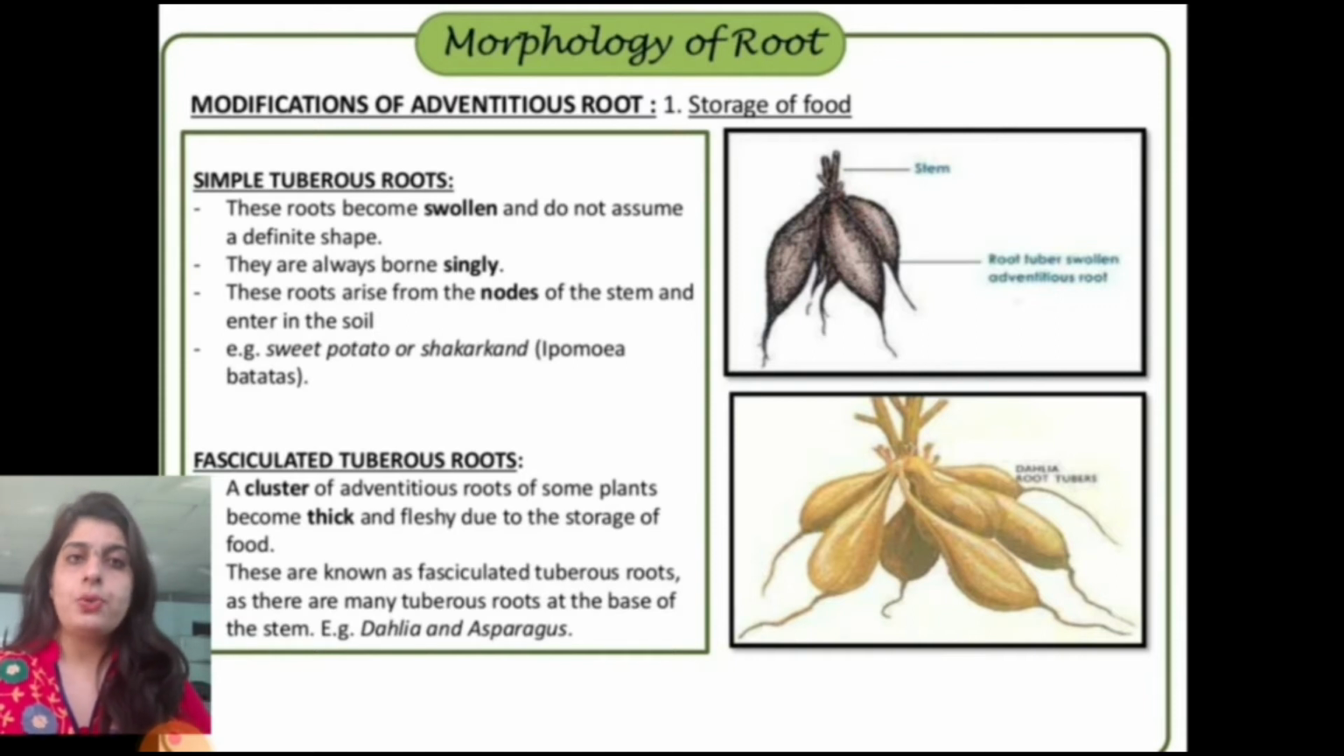The next root is fasciculated tuberous roots. These roots are also known as reproductive roots, and these roots generate in the form of clusters. They also store food and they are thick in shape. The examples of this root are dahlia and asparagus plants, which have fasciculated tuberous roots. If we put these roots in the soil, then a new plant can be generated from these roots. That's why it is known as reproductive roots.